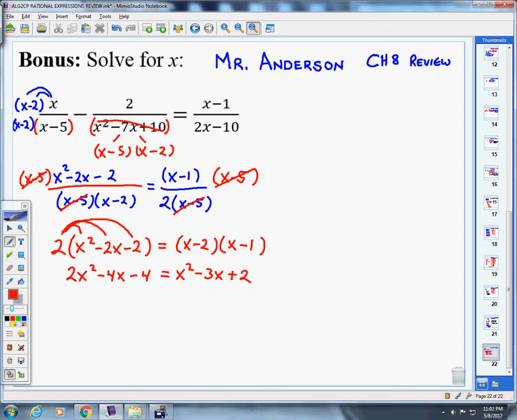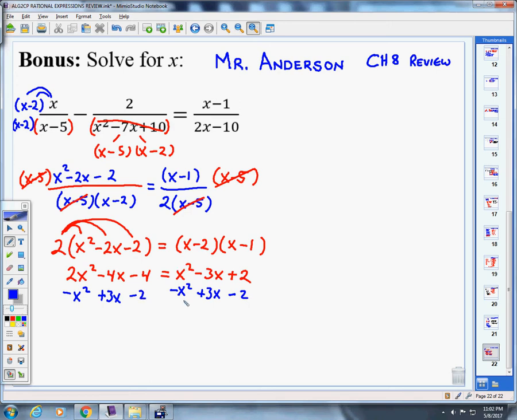Okay, now the idea is let's move everything to the other side and just leave 0 on this side and solve the quadratic. All right, so I'm going to subtract off the x squared from each side. I want to add 3x to each side to cancel that out. And I want to subtract 2 from both sides to cancel that out.